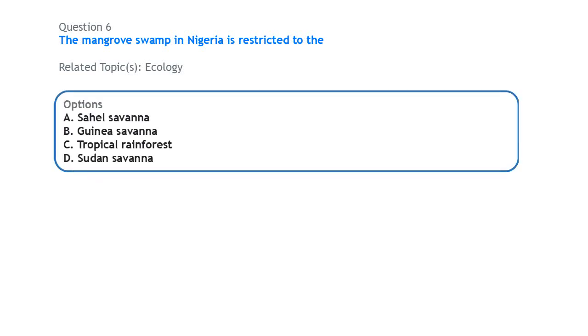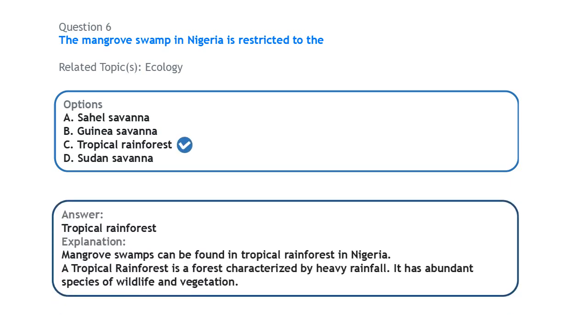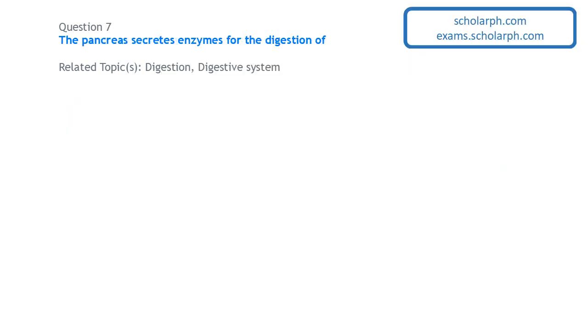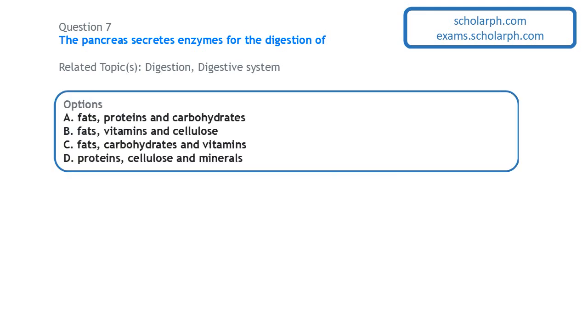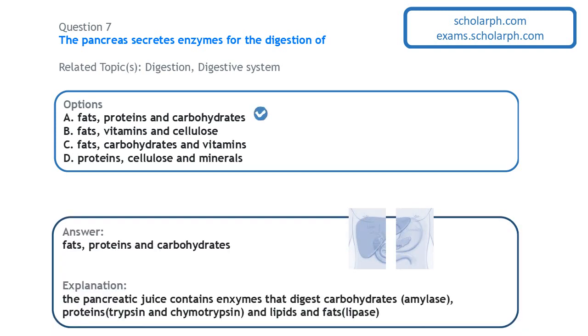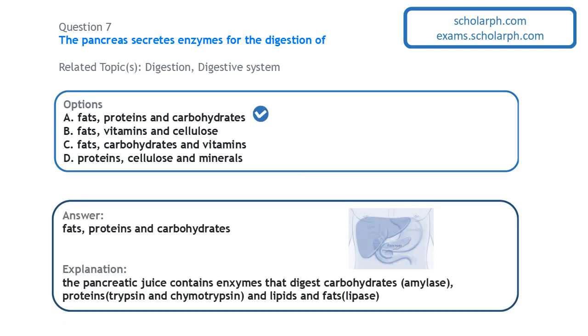Question 6 on ecology. The mangrove swamp in Nigeria is restricted to the tropical rainforest. Question number 7. The pancreas secretes enzymes for the digestion of fats, proteins, and carbohydrates. The pancreas secretes the pancreatic juice, which contains enzymes that function in the digestion of carbohydrates, protein and fats.